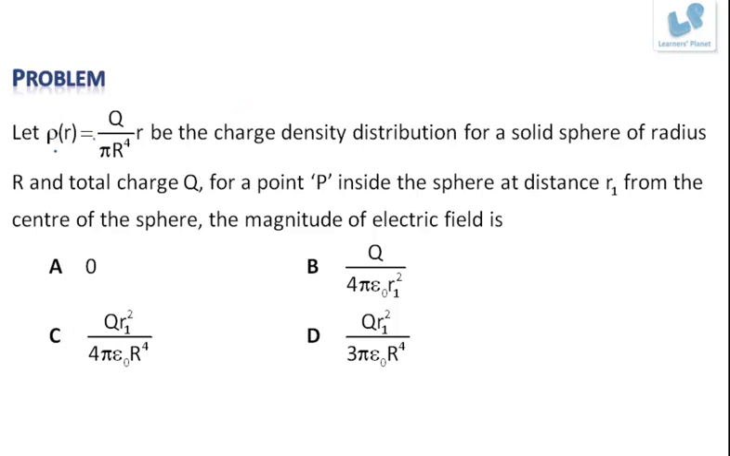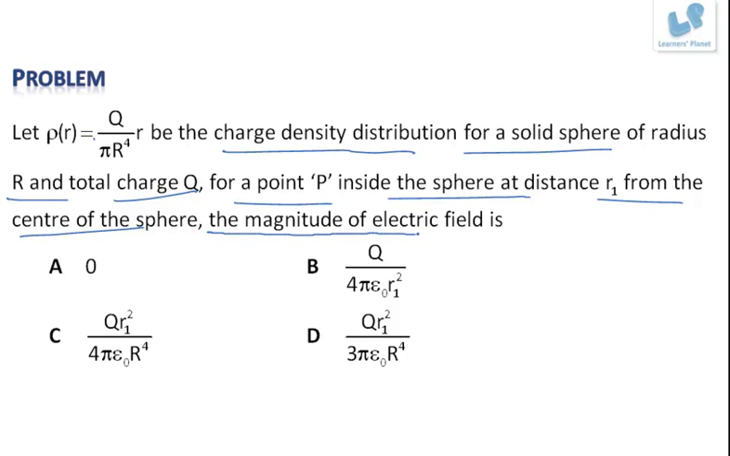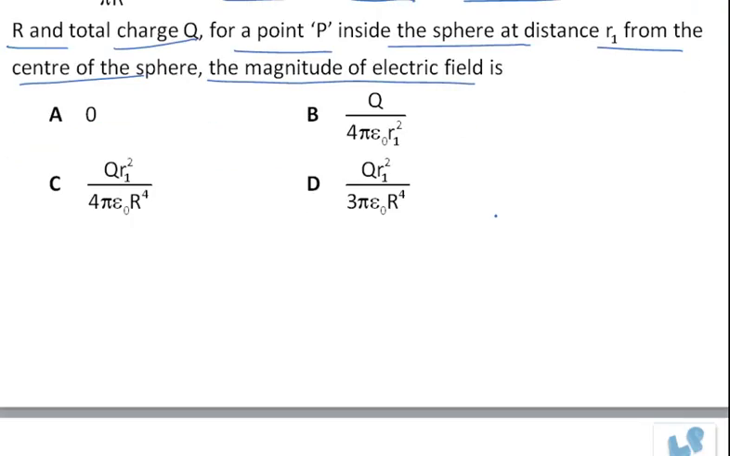Now let us look at the next problem. Let rho as a function of r be given as Q by pi R to the power 4 times r, the charge density distribution for a solid sphere of radius capital R and total charge Q. For a point P inside the sphere at a distance r1 from the center of the sphere, the magnitude of the electric field is, okay.